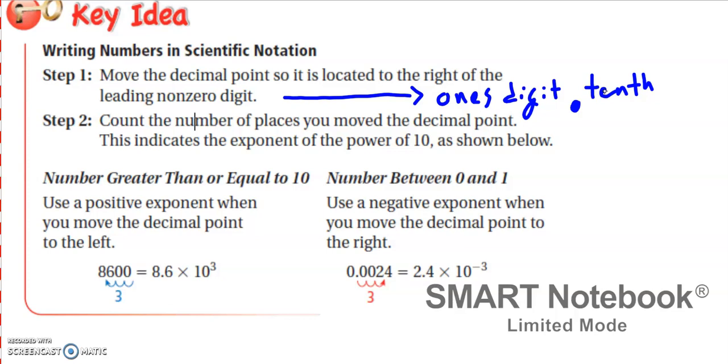But it has to be a non-zero digit. So it can be 1, 2, 3, 4, 5, 6, 7, 8, or 9, but we do not want to have 0 point something, because then that's not between 1 and 10, because our ultimate goal is to have that base be between 1 and 10.